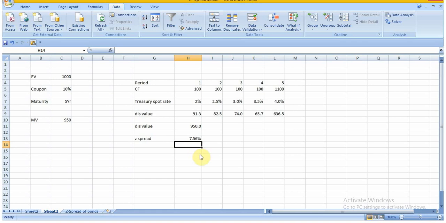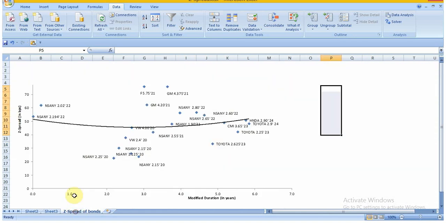Now, in this graph, I have plotted hypothetical Z spreads of auto sector bonds of multiple companies such as Fiat, General Motors, Nissan, Hyundai, Toyota, Volkswagen, etc., just to show how Z spread is used in fixed income analysis.